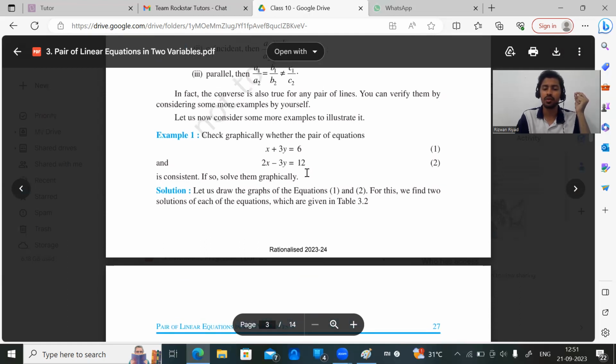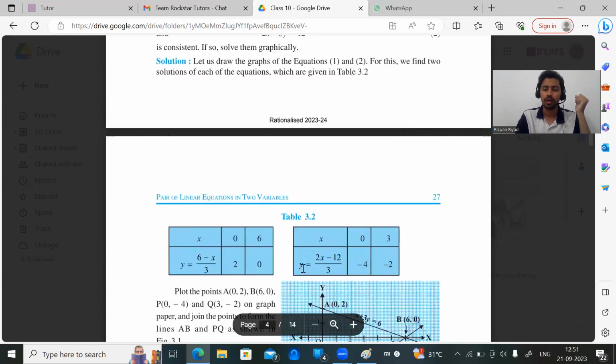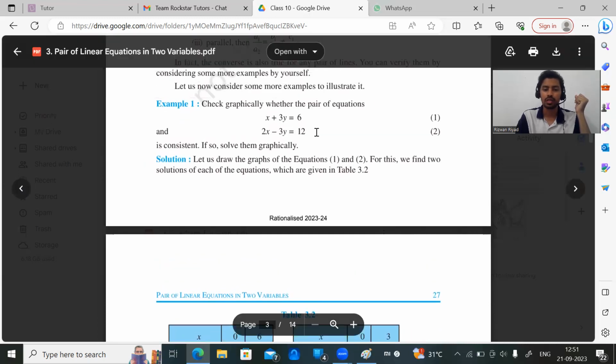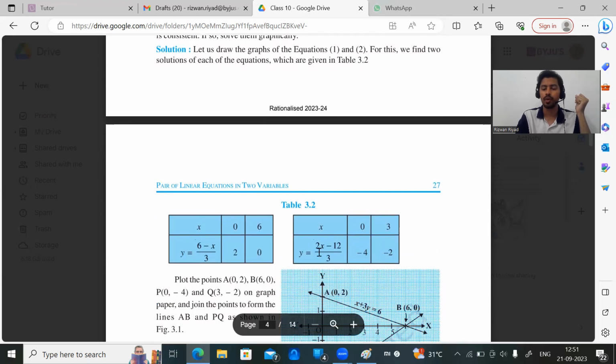And if you take this 3 to the other side, it will move to the denominator. So you will get y only here: y equal to (2x minus 12) whole divided by 3. Simply, if you take this 2x and this minus 3 to the other side, you will get only y here.